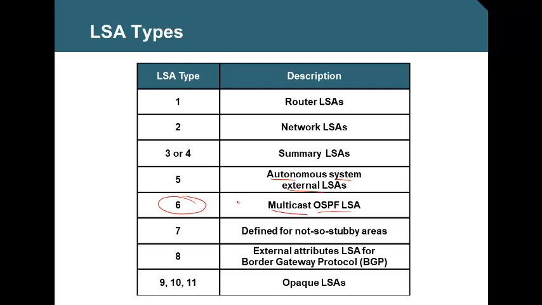Whenever we have OSPF and BGP, when the OSPF routes go into BGP, and when BGP routes are carried in OSPF, the external attribute LSA for BGP is type 8. We'll see that later when we are in the BGP class. There are also 9, 10, and 11, which are called opaque LSA, meaning they can be used for various other purposes for future expansion.